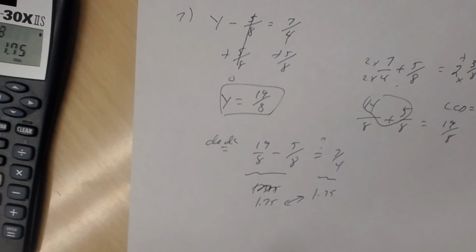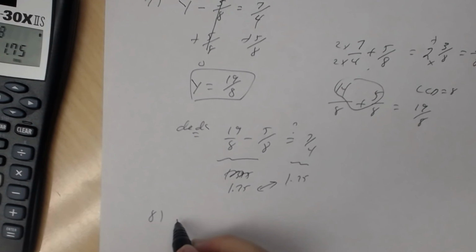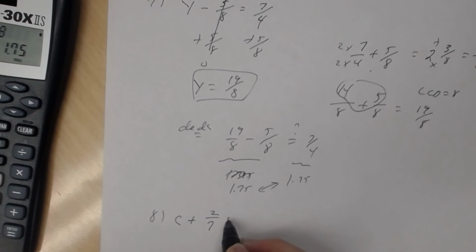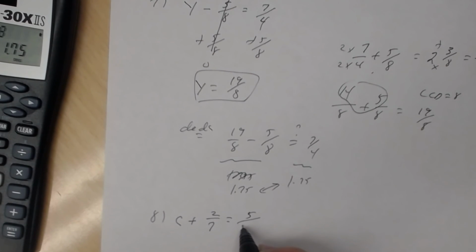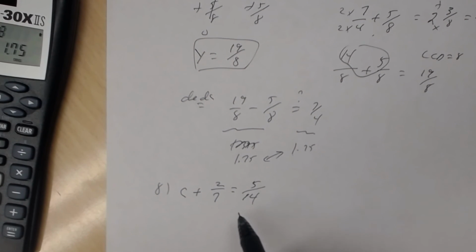All right, so let's look at another. Let's do one more with a fraction. Suppose we had c plus, let's say, 2/7 equals, let's say, 5/14. All right, so c plus 2/7 equals 5/14.